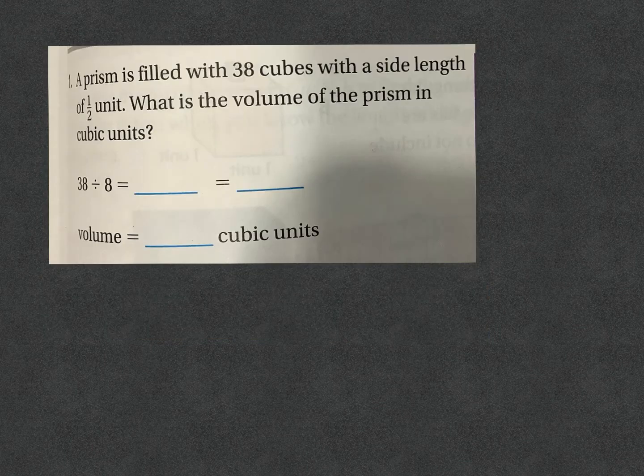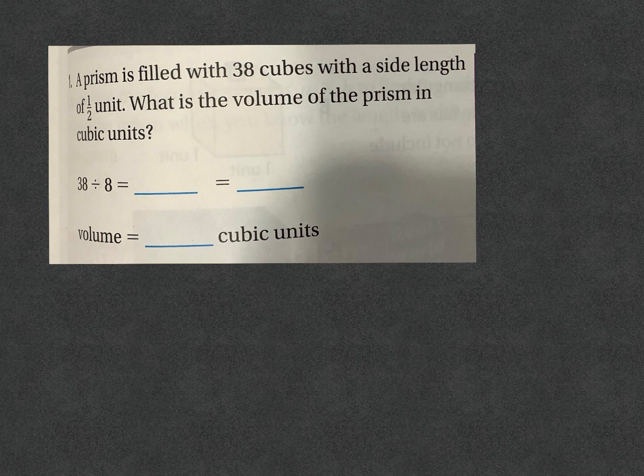So in your share and show and your independent practice, you're going to see a couple of types of questions to practice, and then just use those skills that you have. The first type is that beginning part where it said a prism is filled with 38 cubes that have a side length of a half unit. So you have to dig back and remember that 1 unit cube can fit 8 of these half units inside of it. So if there's 38 of those half unit cubes inside of it, we can divide that by 8 to find out what the volume of that is.